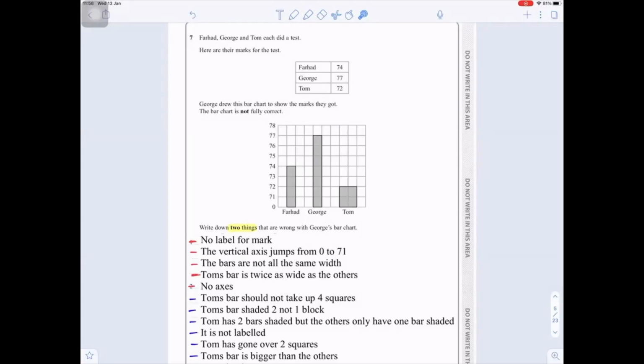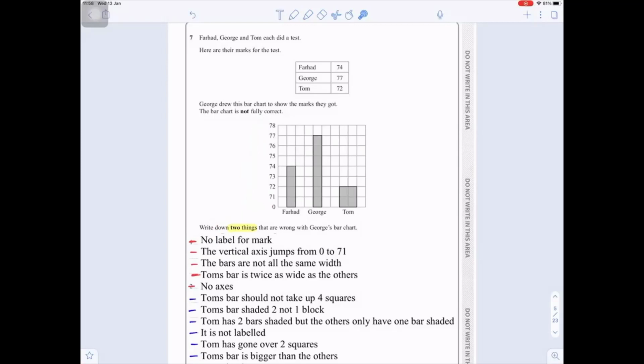We need to have just 2 things. I've listed a few more than 2 there, but you can pick any 2 of them. First, number 1, there's no label for mark. So if you look on the y-axis, there's no label there, so it doesn't tell you what it is. There's no label for that. That's one reason.